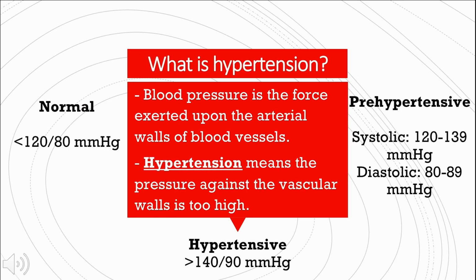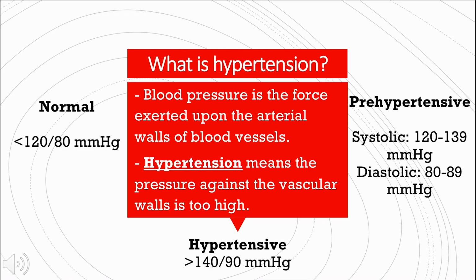So, what is hypertension? In order to answer that, I first must discuss blood pressure. Blood pressure is a force exerted upon the arterial walls of blood vessels when the heart contracts. This is normally measured by comparing systolic over diastolic values per millimeter of mercury. Hypertension just means that the blood pressure is higher than usual and places increased strain against the vascular walls.